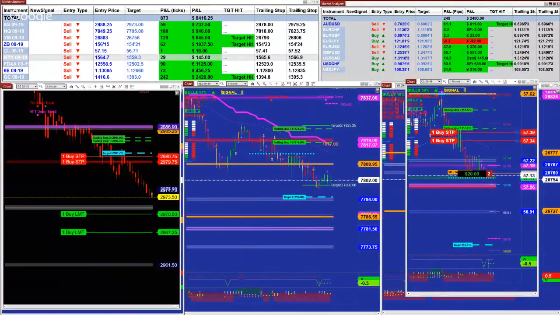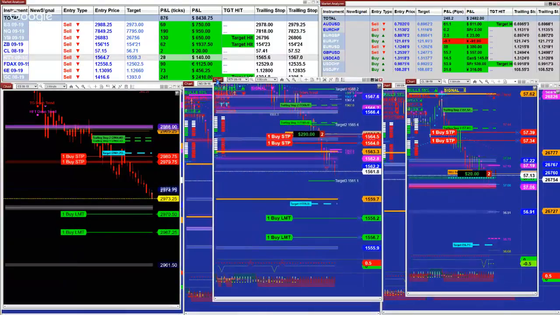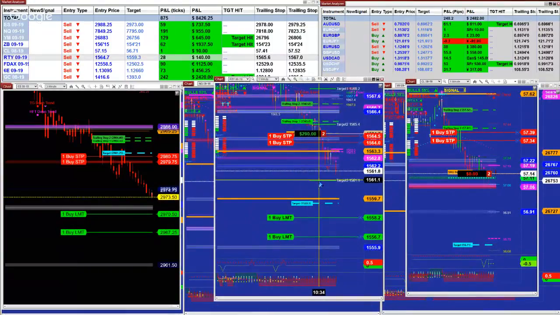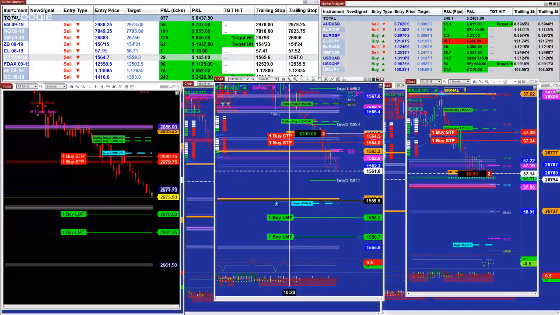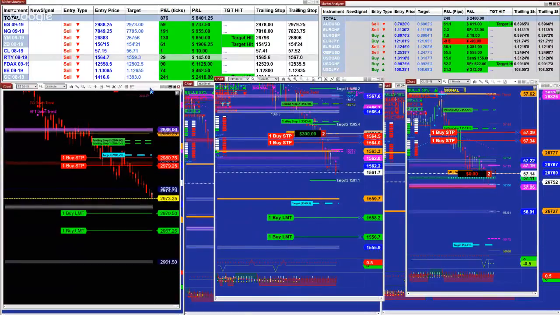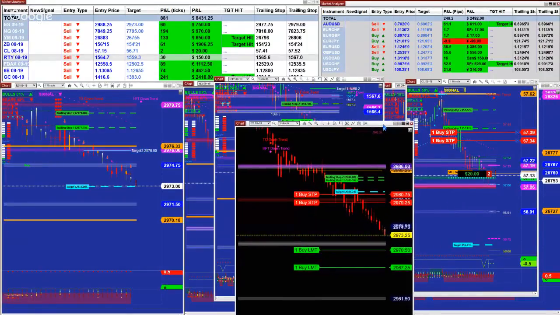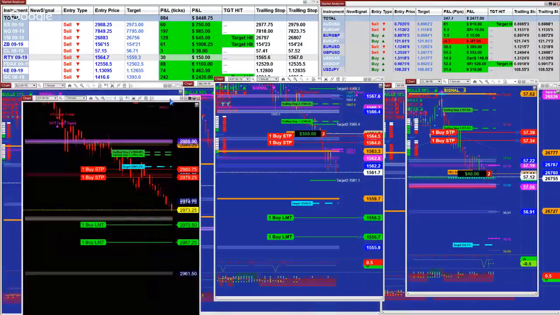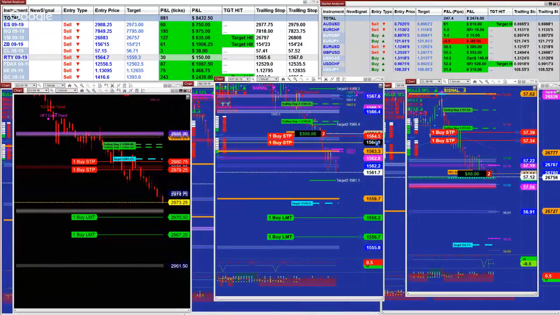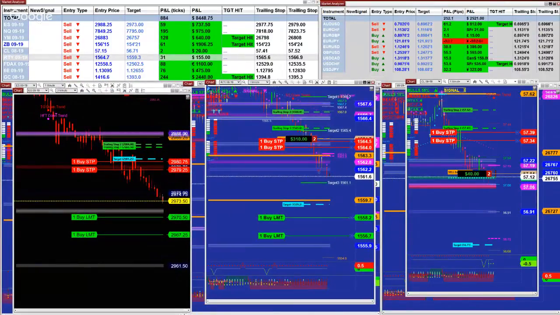Okay, and what we have now on the Russell is coming to the target 3, but there is a potential to go to 59. Let's see if it's going to do that. If they want to push it down, let's see.